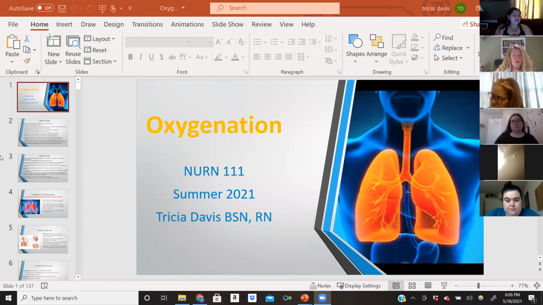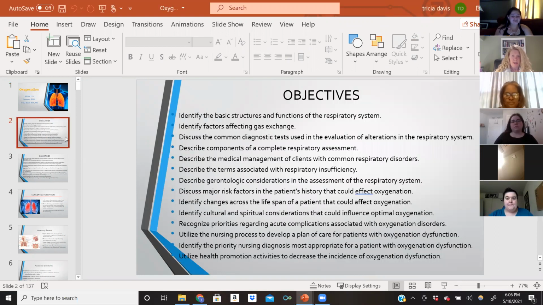All right, so oxygenation. Our objectives, we have a lot. We're going to identify the basic structures and functions of our respiratory system. We're going to identify factors that affect our gas exchange. We're going to discuss the common diagnostic tests that we use to evaluate alterations in the respiratory system.